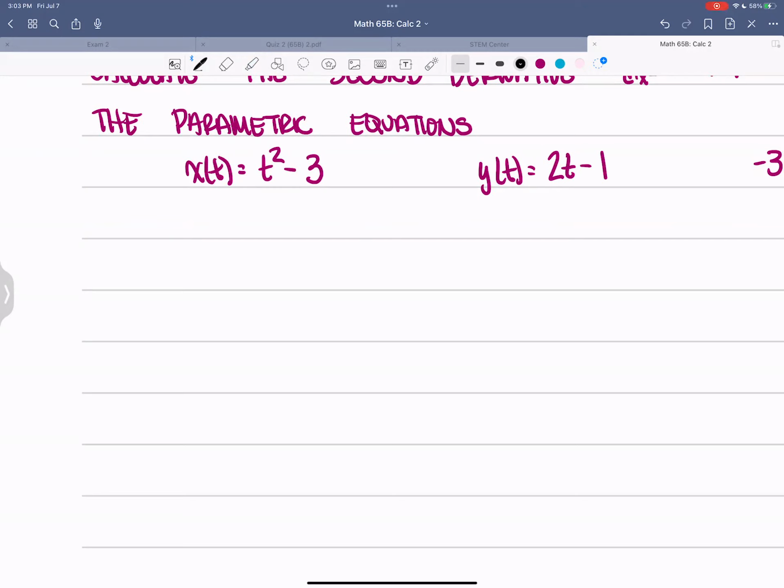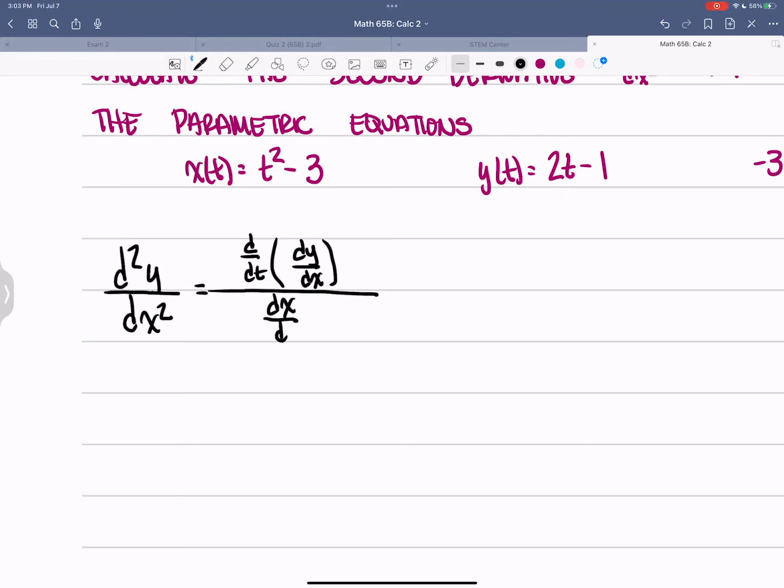So we have d2y over dx2. So this is a second derivative. This is the derivative with respect to t of dy/dx, and we're dividing that by dx/dt. Simple as that.